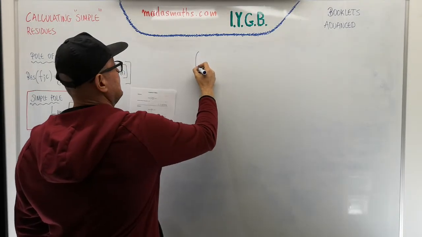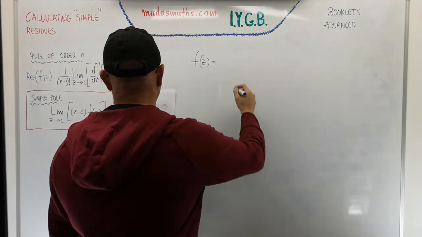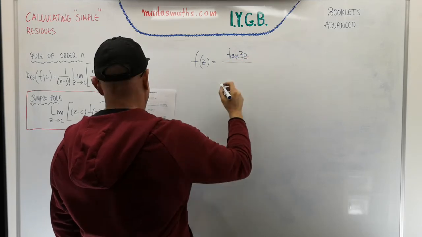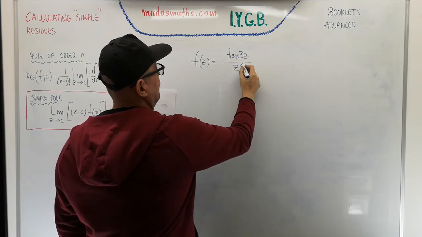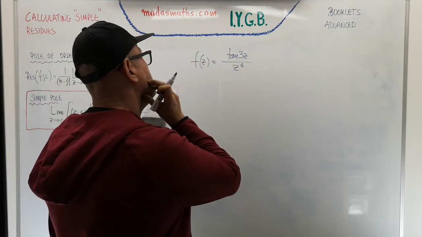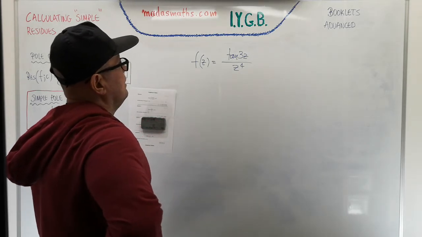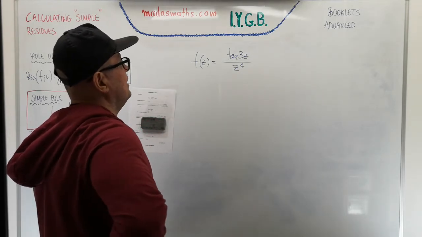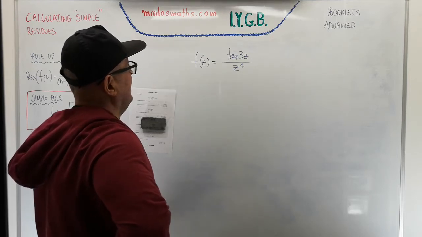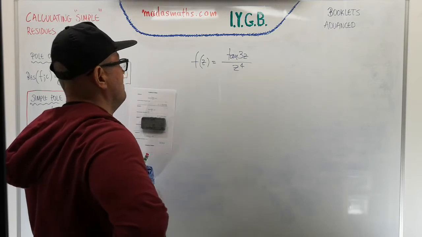So question number 6 of 8, f of z is equal to tan of 3z over z to the 4. Okay, that's a little bit annoying. How are we gonna do this? Can we do it by the Laurent expansion? The problem is I don't remember the expansion of the tan z. Can we do it by differentiation? It's gonna be even messier.